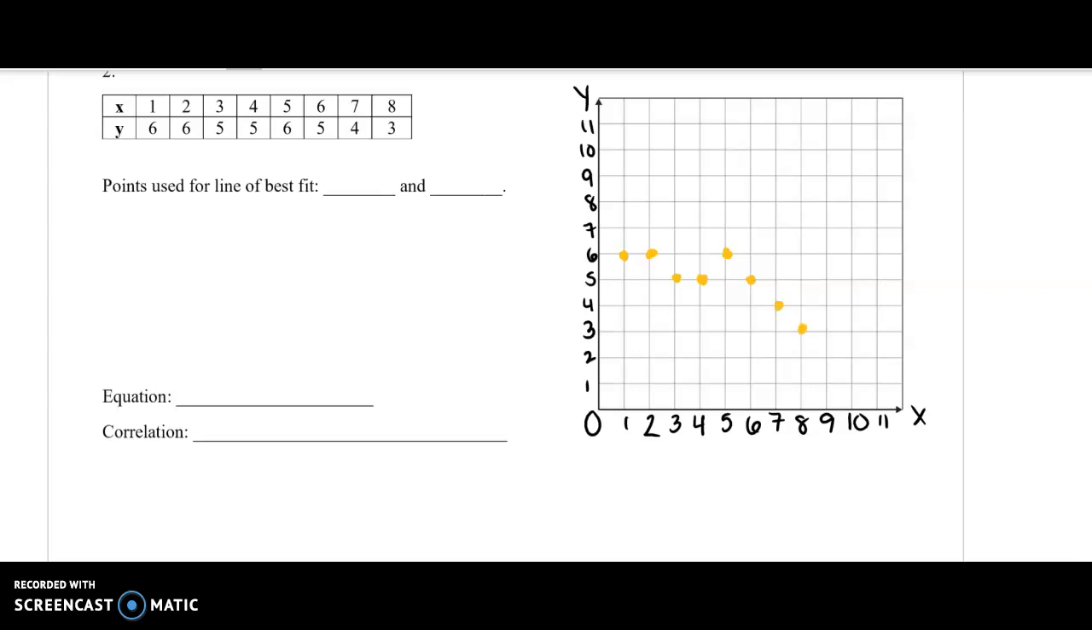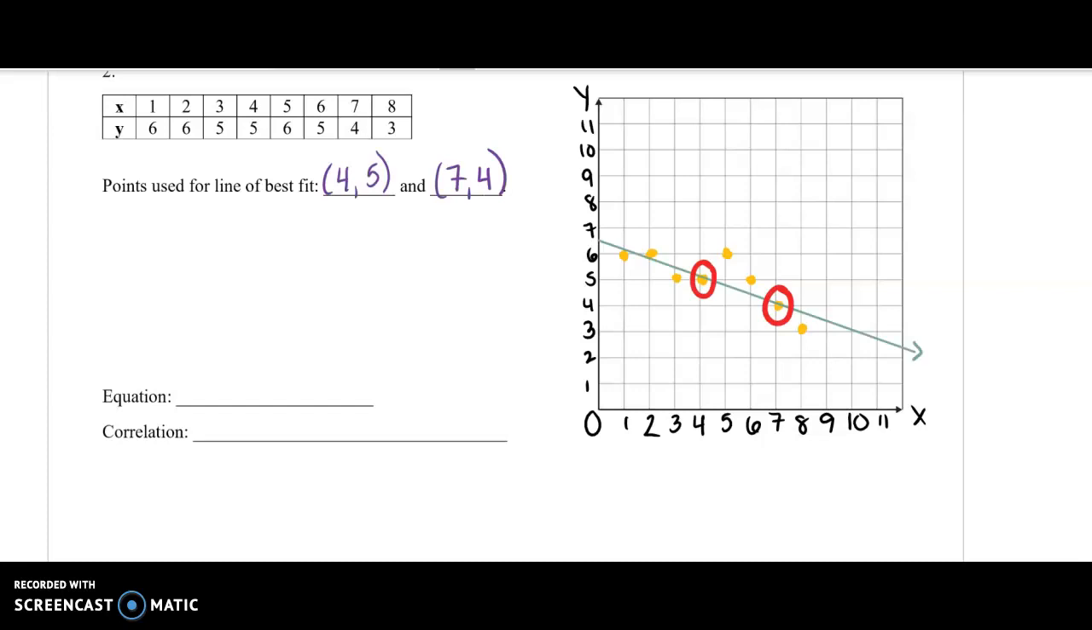Okay, if you have to pause the video at any point to finish copying them down, go ahead and do that. Now, what I want you guys to do is I want you to try this on your own. So pause the video. I want you to try to make your own line of best fit. And when you replay that, when you press play, you're going to see mine. Okay, so go ahead and pause right now.